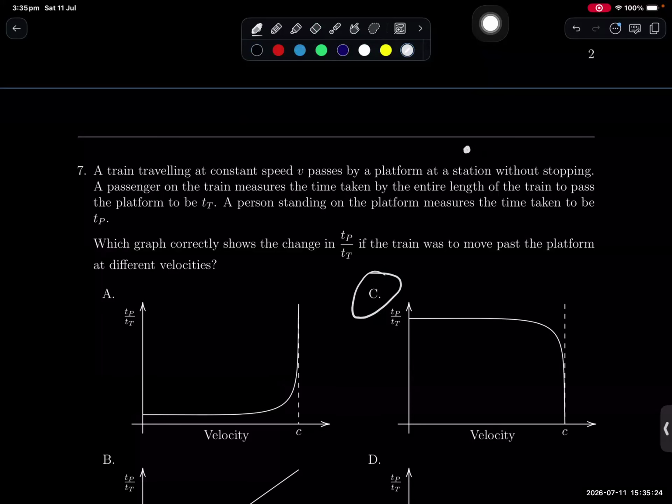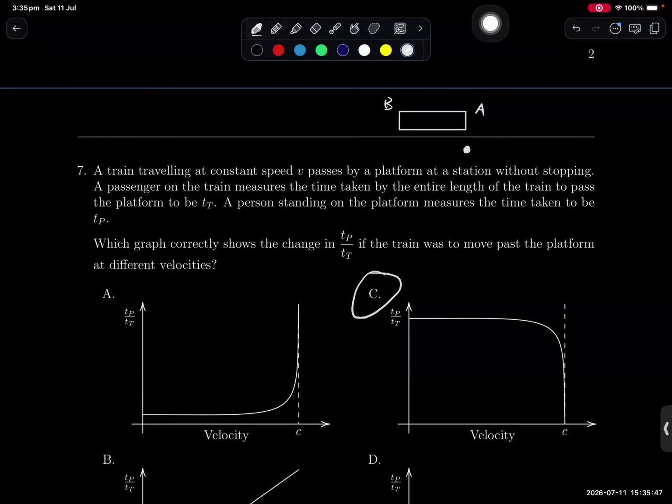Just this point is the platform, and then we have a train that's doing this, right? So we need to define two events. The events have to be how this train is traveling. We can define event A as the front of the train meets this point, event B as the end of this train meets this point, and it's obvious that proper time is measured when those two events are observed at the same location.